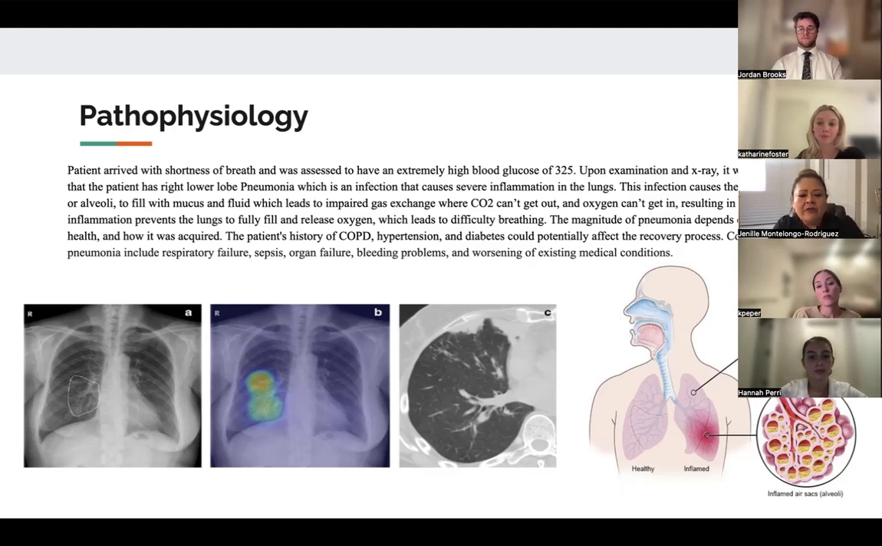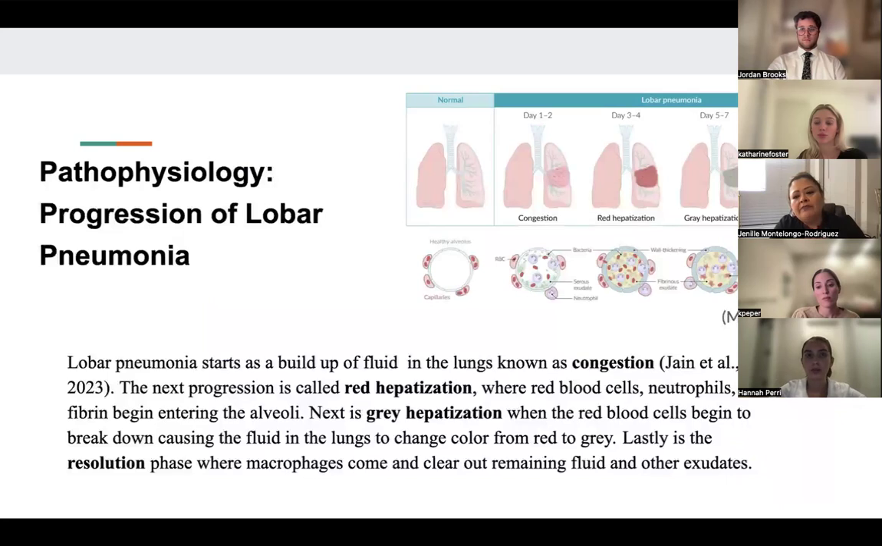The magnitude of pneumonia depends on age, overall health, and how it was acquired. The patient's history of COPD, hypertension, and diabetes could potentially affect the recovery process. Complications of pneumonia include respiratory failure, sepsis, organ failure, bleeding problems, and worsening of existing medical conditions. And now you will hear about the progression.